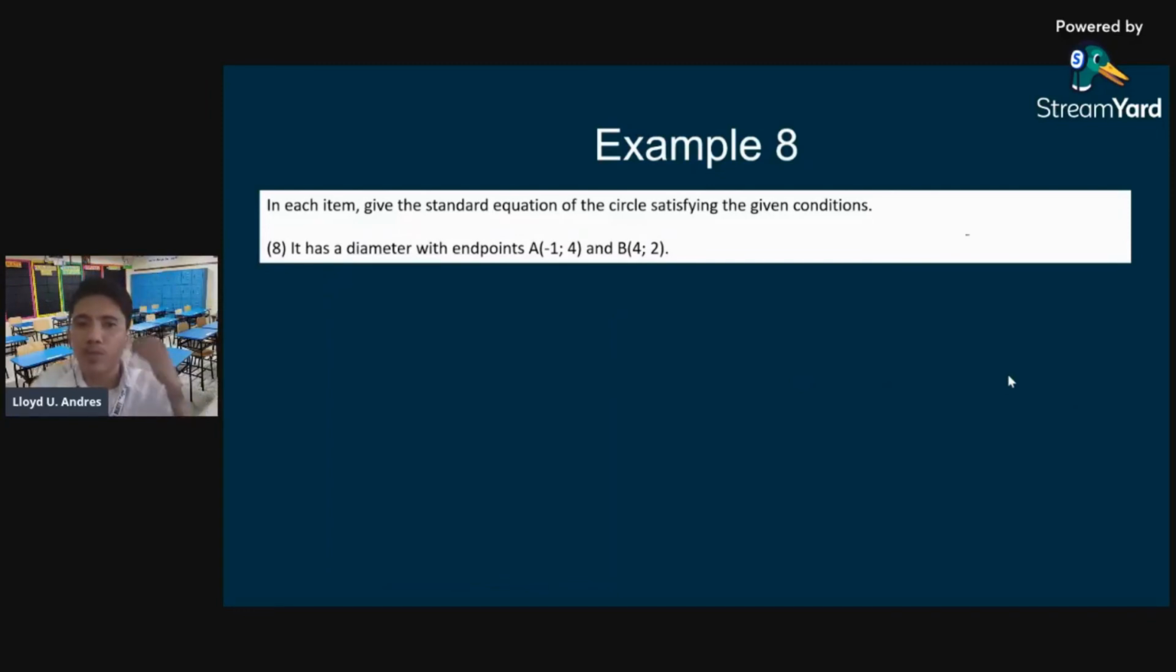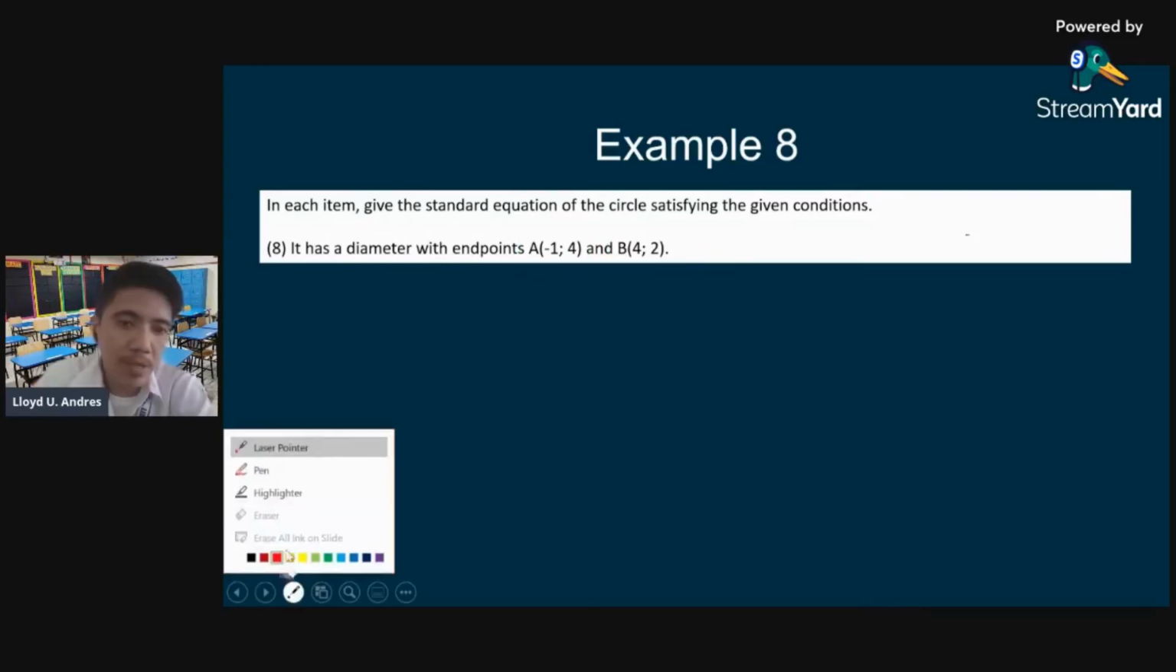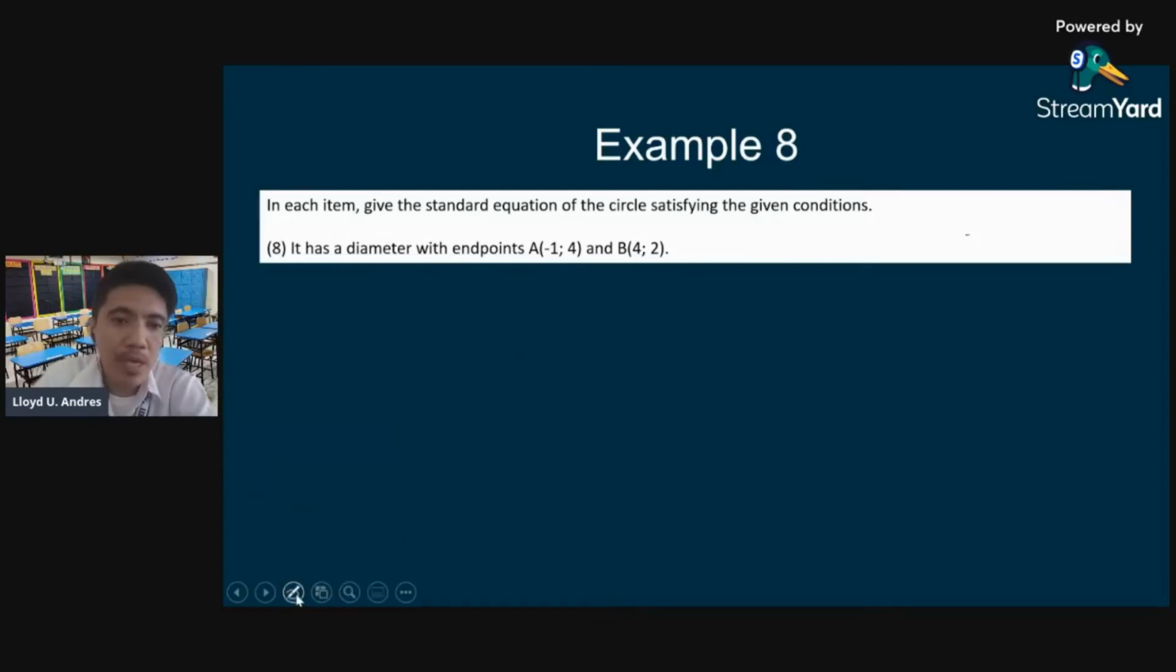Example 8 involves a circle with a diameter having endpoints A with coordinates -1, 4, and B with coordinates 4, 2. In this problem, we don't have the coordinates of the center, which is h, k, as well as the length of the radius.